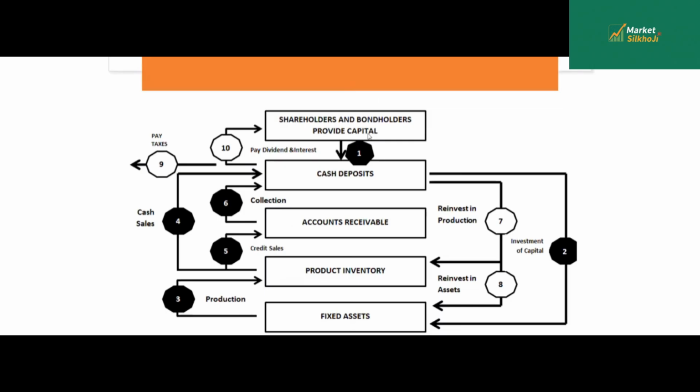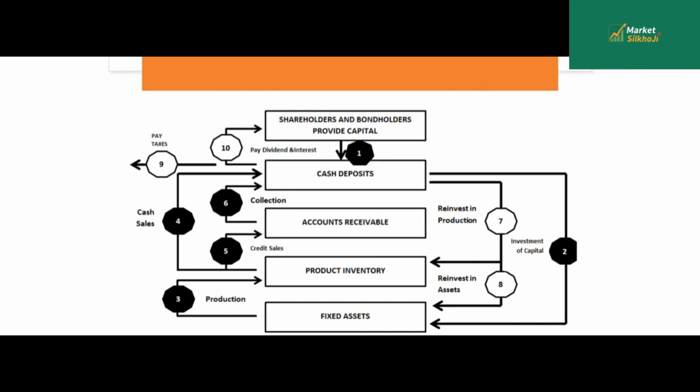Any business requires capital to start its operations, and there are only two sources of capital. One is the owner's money, which is called shareholders' money. The other is debt capital: they can borrow money and start the business. So only two sources: own money and borrowed money. Own money is shareholders' money, borrowed money is nothing but bondholders' money. These two will provide the required capital, and of course that will be lying in cash. So first, the business starts with cash deposits.